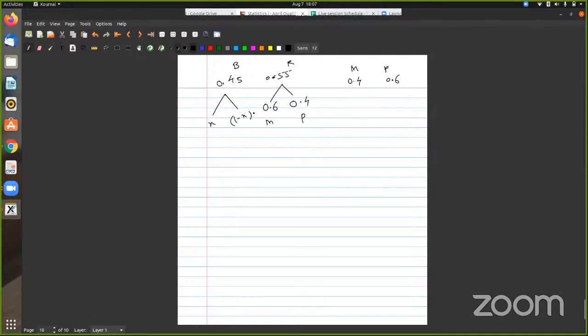If you can draw this diagram, that will be helpful in solving. Otherwise you can go with defining events. Let's say the probability of B is the event that you will get a blue ball. It's 0.45. Then the probability of red ball is 0.55. The probability of metallic is 0.4 and the probability of plastic is 0.6. Then the probability of red given metallic is 0.6. Sorry, I think I'm writing it wrong.